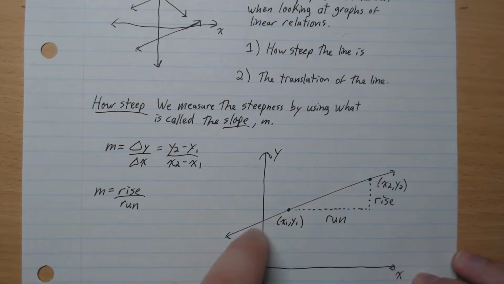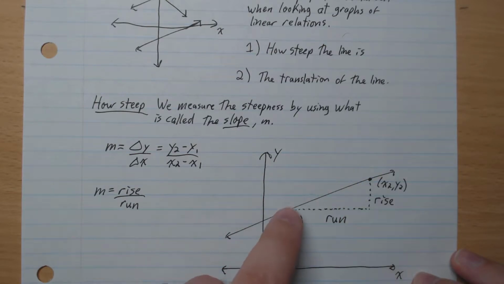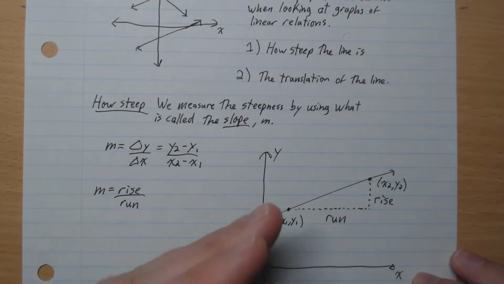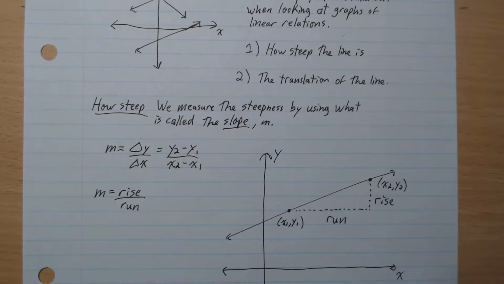So we have 2 points here on our line, x1, y1, and x2, y2. If we go y2 minus y1, that gives this length here, the rise. And x2 minus x1 gives the run. And so the slope is rise over run, and that's the steepness of the line.